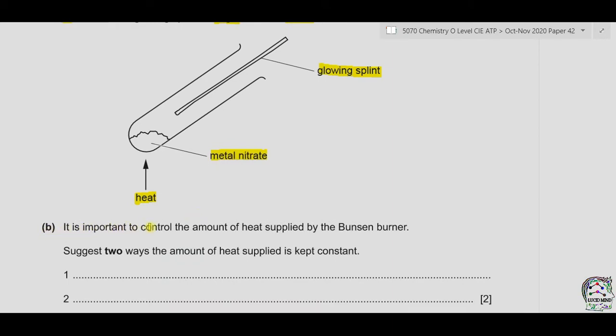Part B, it is important to control the amount of heat supplied by the Bunsen burner. Suggest 2 ways the amount of heat supplied is kept constant. Now the heat supplied could be kept constant by keeping the distance between the flame and test tube constant. Also the intensity or the height of flame can change the results. So we can write same size of flame, or you can also write same height of flame.